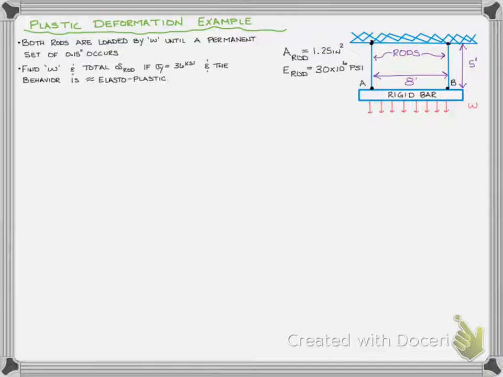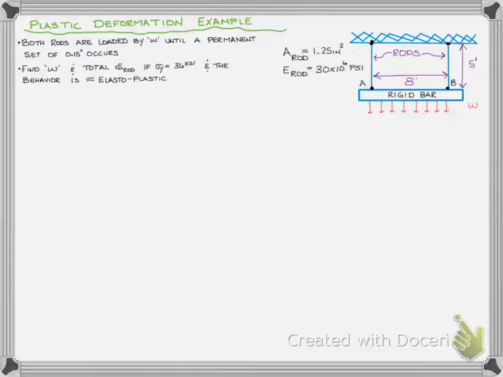And of course, A and B are 8 feet apart, but the rods are 5 feet long, and it's steel, so we have 30 times 10 to the 6 psi for our modulus of elasticity. It turns out that when we put this unknown load W on there, we yield the bar, and it starts deforming, but we unload it after there's been a permanent deformation of 0.15 inches left in the bar.